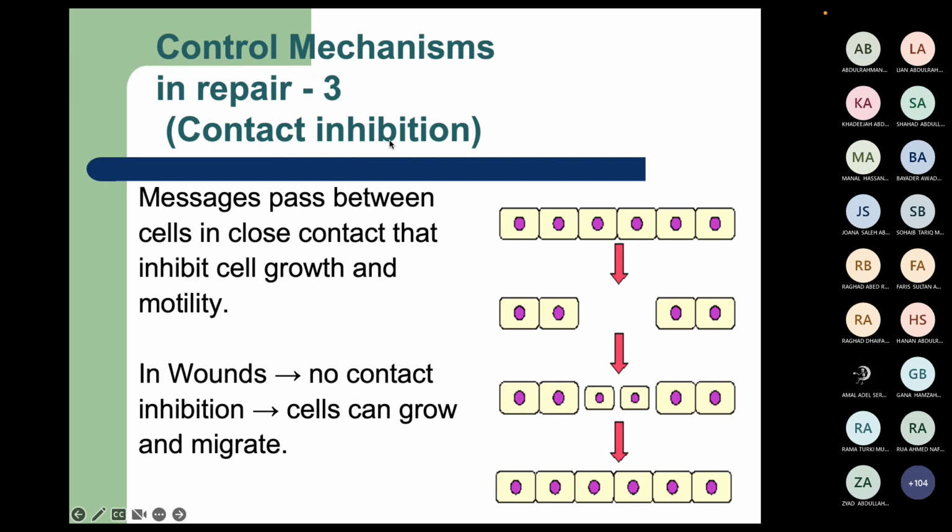Normally, they cannot divide because they are in contact with each other. They are in contact with each other, so no growth, no multiplication. But when there's damage or wound, there'll be no contact. When there's no contact, the cells will divide and complete the row. This is called the phenomenon of contact inhibition.